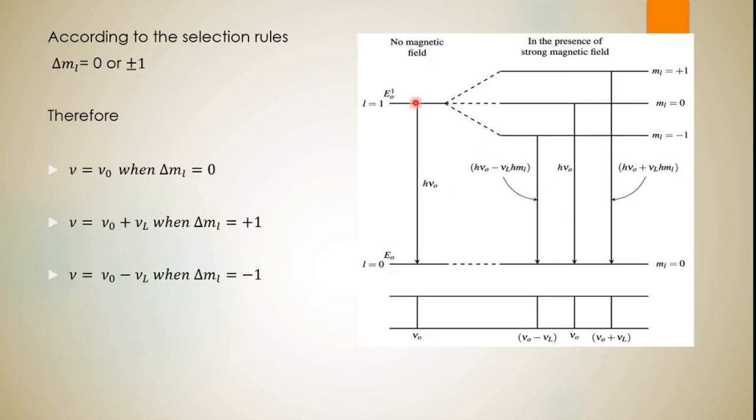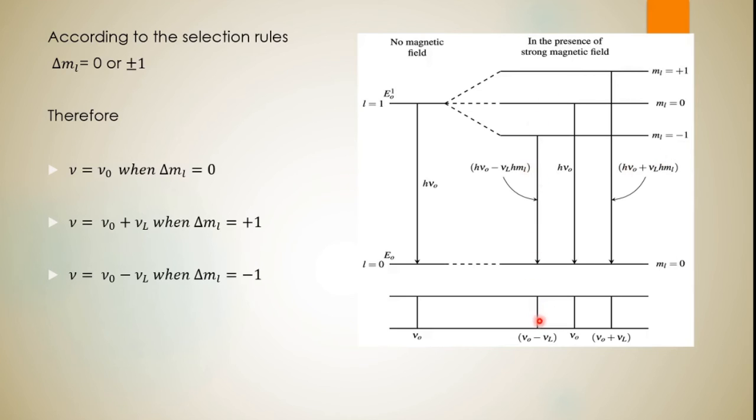So in this figure, this line represents the transition when there is no magnetic field, the transition from E naught dash to E naught level, or L is equal to 1 level to L is equal to 0 level. In the application of strong magnetic field, the level E naught remains the same because for L is equal to 0, ML is also equal to 0. But the level E naught dash, which corresponds to L is equal to 1, splits into 3 sub-levels corresponding to ML is equal to 0, ML is equal to plus 1, and ML is equal to minus 1.